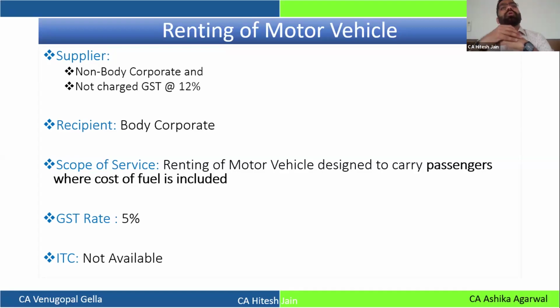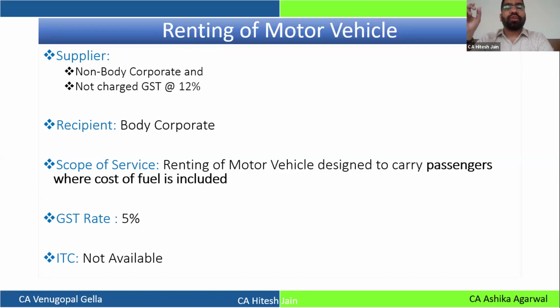Who should be the recipient? The recipient should only be a body corporate. Here the term registered is not used. If you are a body corporate, you are availing the rent-a-cab service from a non-body corporate who is not charging GST at 12%, then you are liable to pay taxes under reverse charge. What is the reverse charge rate to pay taxes? It is 5%. This is very much equivalent to the GTA tax rate.